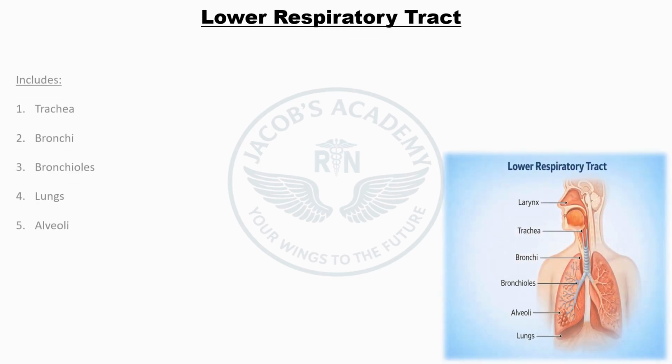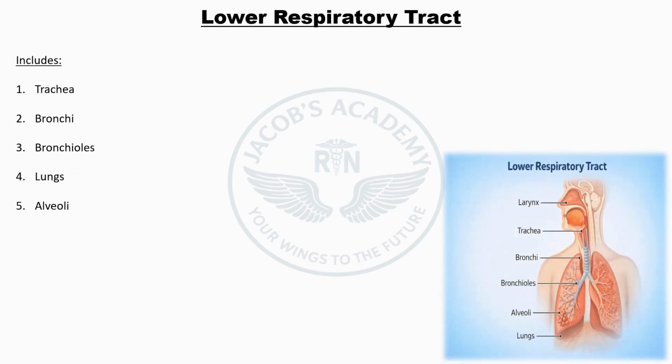Now let us discuss the lower respiratory tract. The lower respiratory tract includes the organs that help in air passage and gas exchange. It includes 5 main parts. The first one is the trachea. The trachea is also known as the windpipe, and it carries air from the larynx to the lungs.